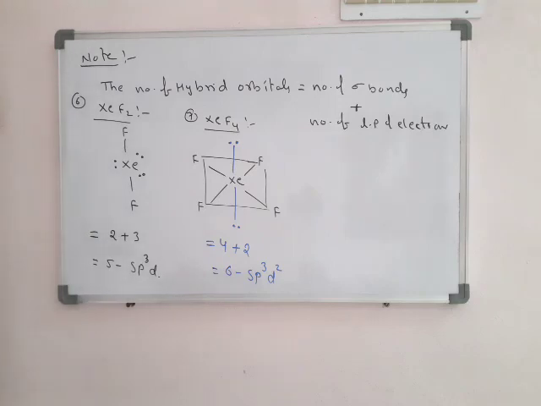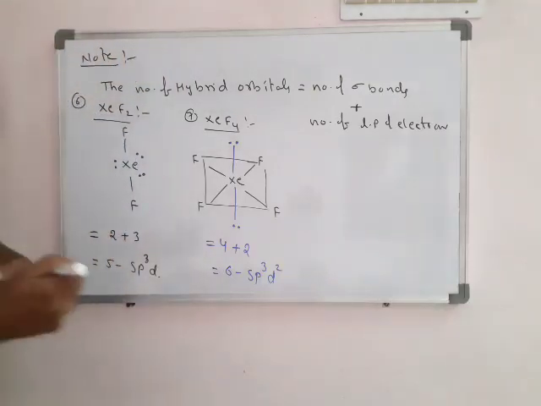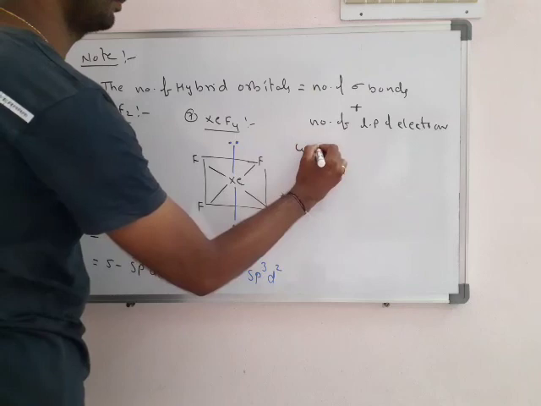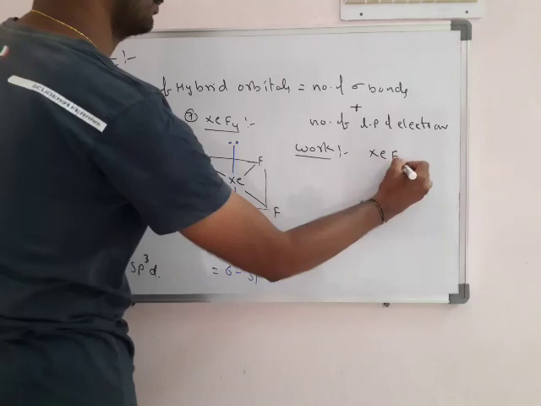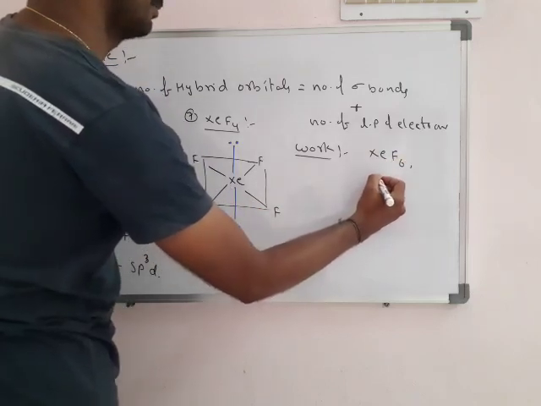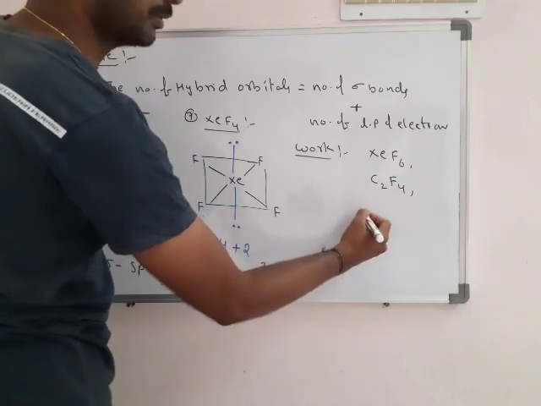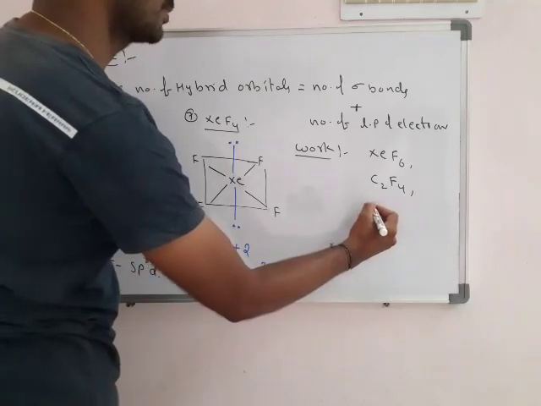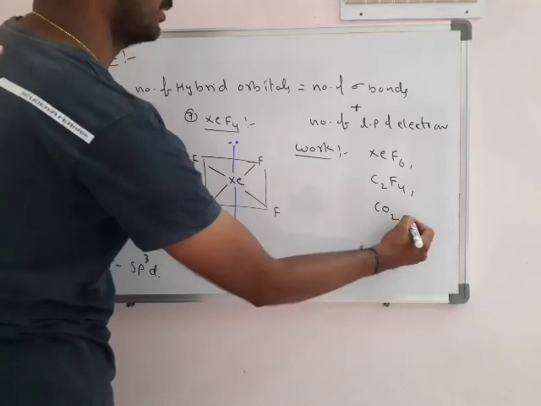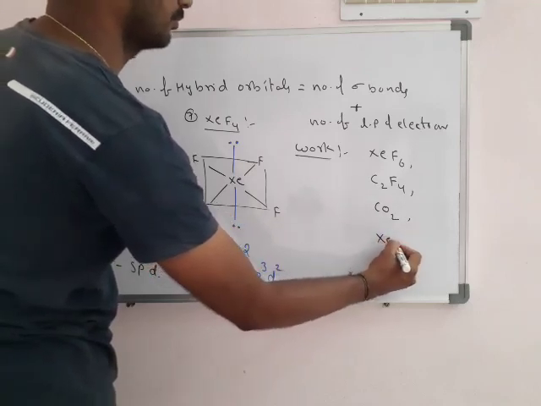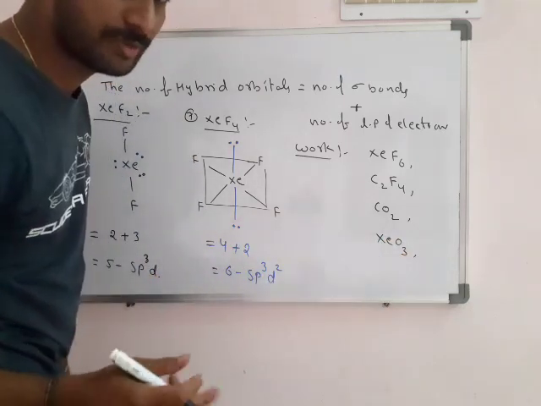Okay, so like this we can do many examples. You can try the other examples. Just try these examples: XeF6, C2F4 is a carbon compound, carbon dioxide. In this example. Okay, the worksheet we will give more examples.